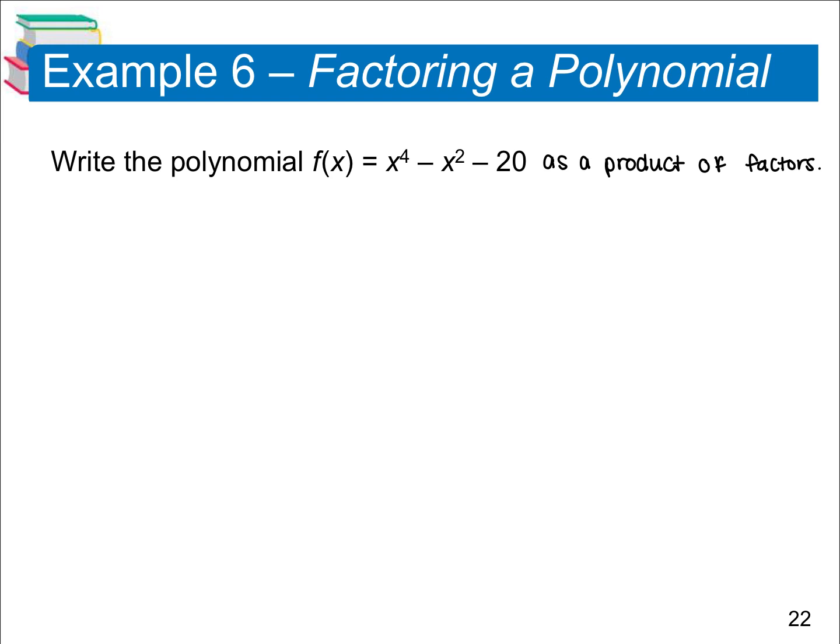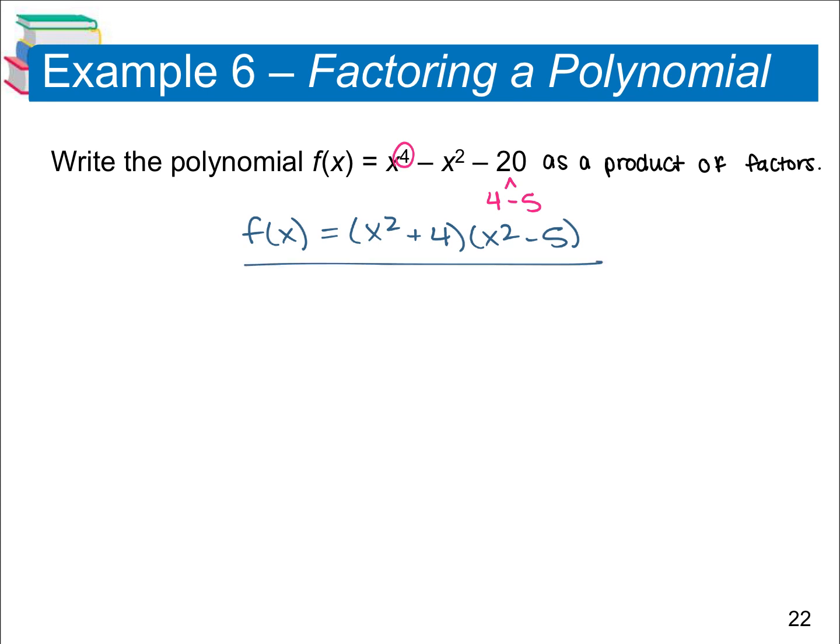You have factors of negative 20 that add up to negative 1: 4 and negative 5. Your power on the x, that's first, is 4. So when you separate this, it's x squared plus 4 and x squared minus 5. And again, this is equal to f of x. With this, you do not have a difference of squares for either of these sets of parentheses, so you cannot continue to factor it. This is completely factored. This would be your answer.